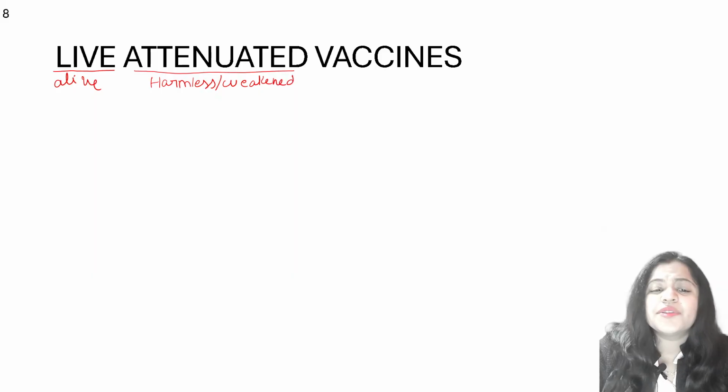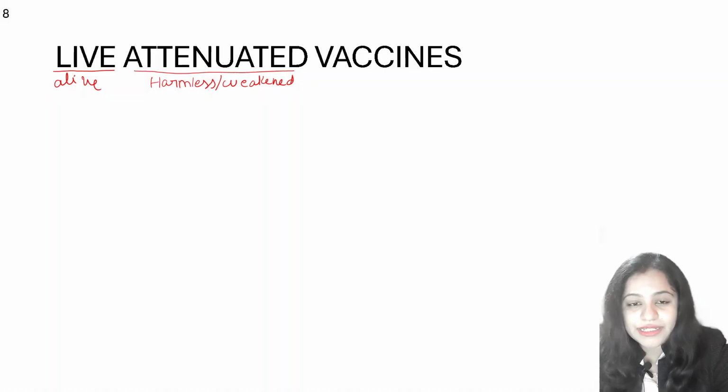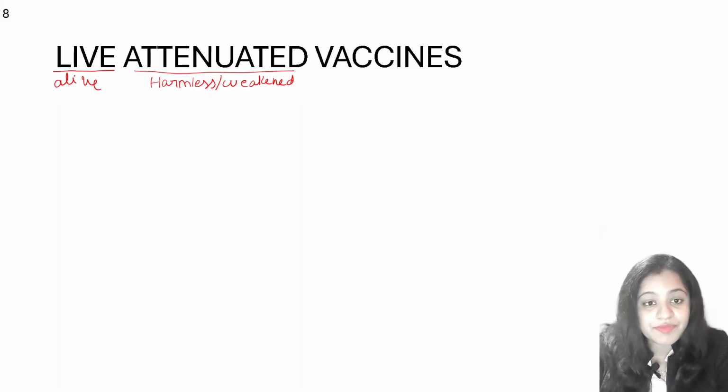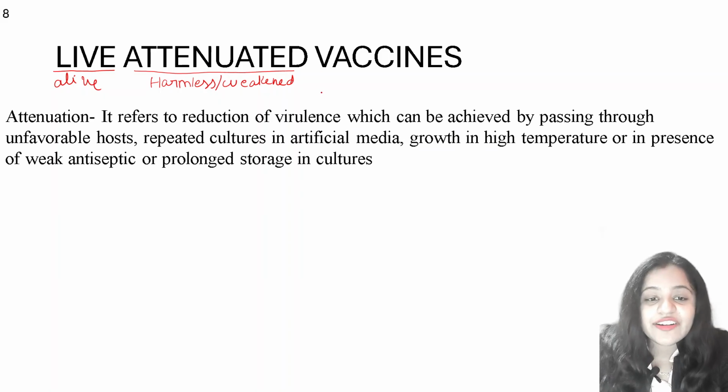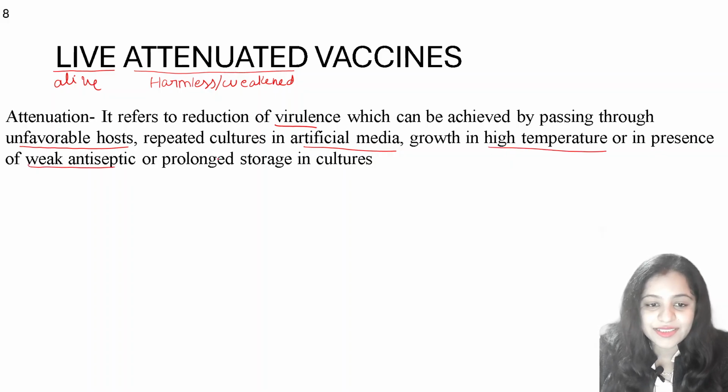Now, how do you make something weak or harmless? You make something weak or harmless by putting that thing or organism in an uncomfortable or unfavorable environment. Same goes with a human being. How do you break a human being or make that human being weak? By putting that human being in an uncomfortable or unfavorable situation. That is your attenuation. It refers to reduction of virulence which can be achieved by passing through unfavorable host, repeated culture in artificial media, growth in high temperature or in presence of weak antiseptic or prolonged storage in cultures.